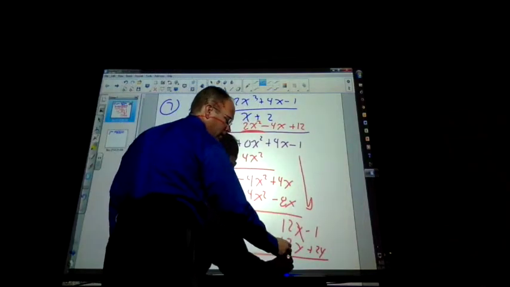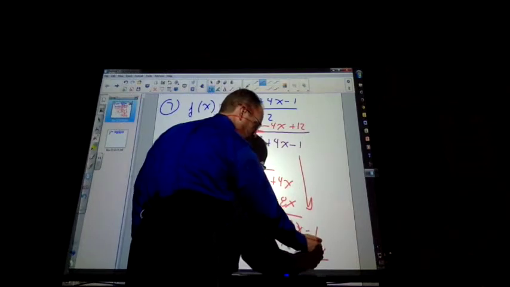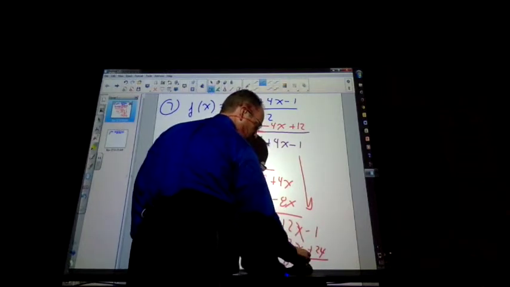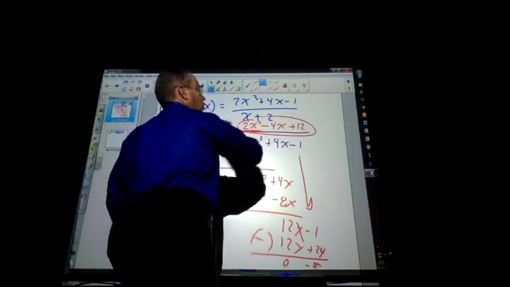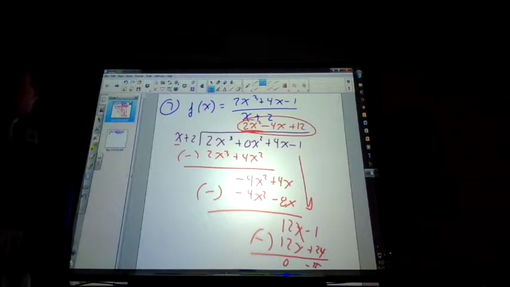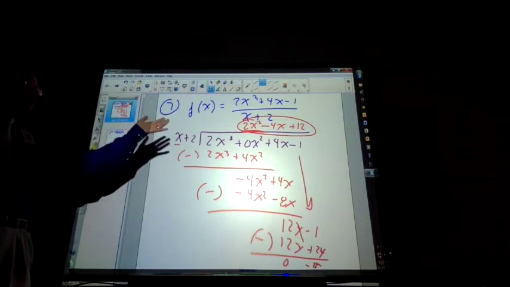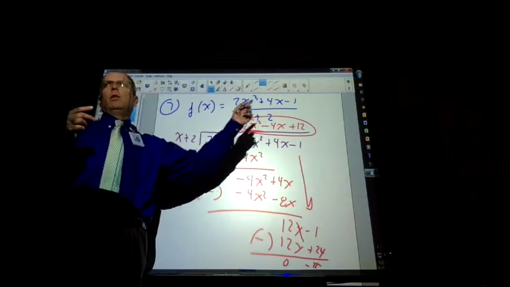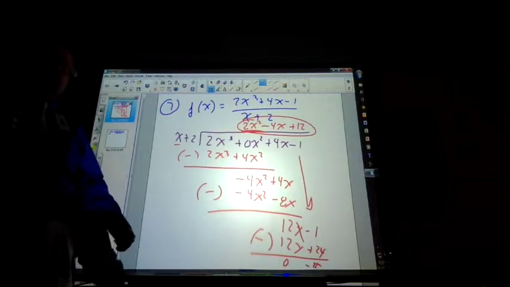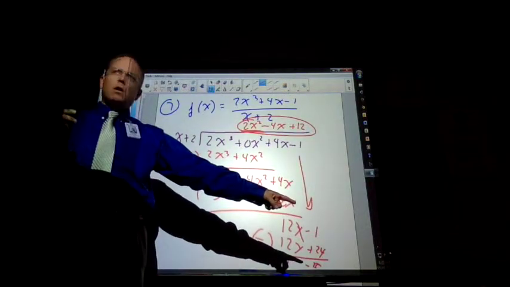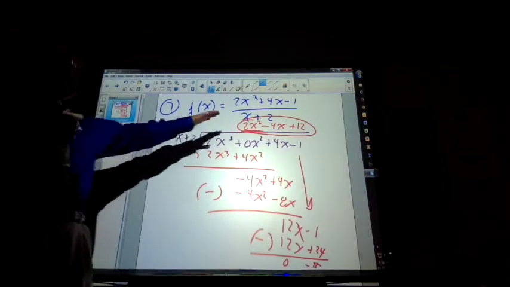So subtract here. That's 0. Oops, that's 24, right? Minus 25. All right. That's my end behavior asymptote. So if I were to graph this, the end behavior asymptote is going to be doing this. What's the remainder of this? That's the remainder right there, negative 25. So my end behavior asymptote is this.